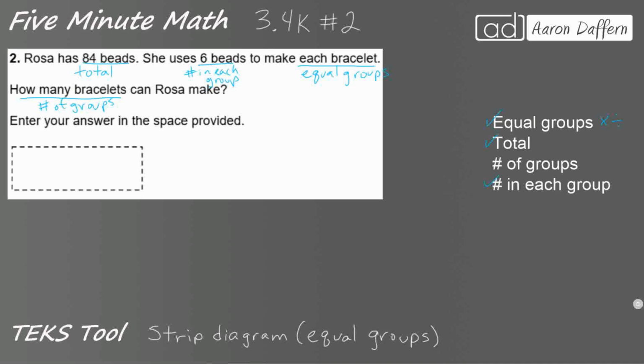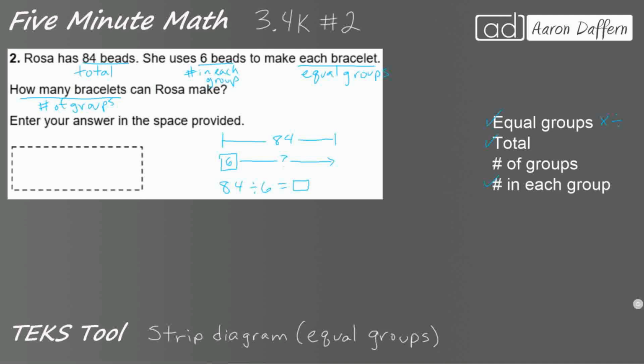So how can we represent this with a strip diagram? Well, we could say our total here is 84. We don't know how many groups to make. We do know that they are groups of 6. So we would draw 6 right there inside that little box. And then the question mark is going to go with the arrow all the way across to the end, showing that I don't know how many times 6 goes into 84. And my equation would be 84 divided by 6 equals my unknown.